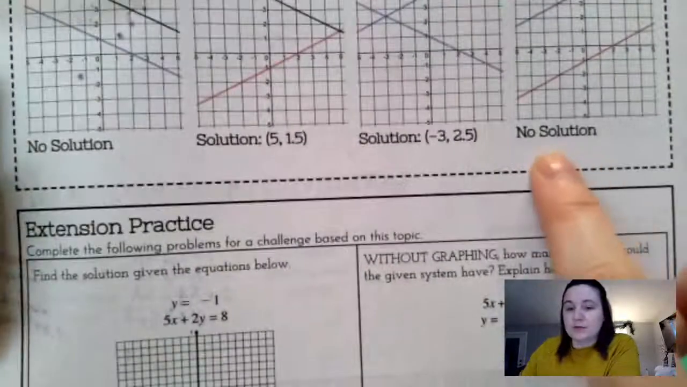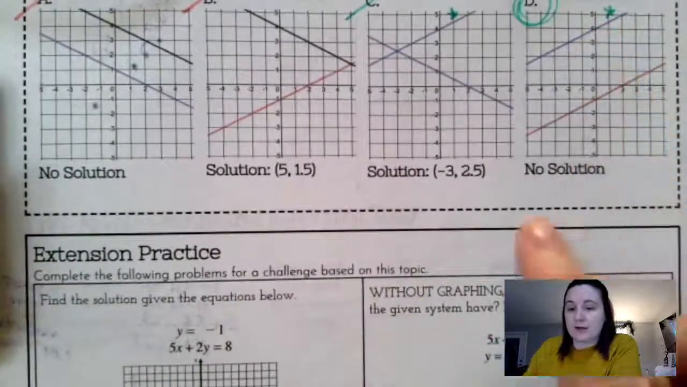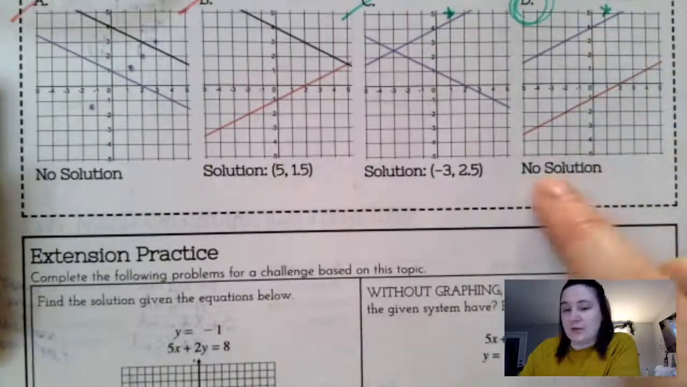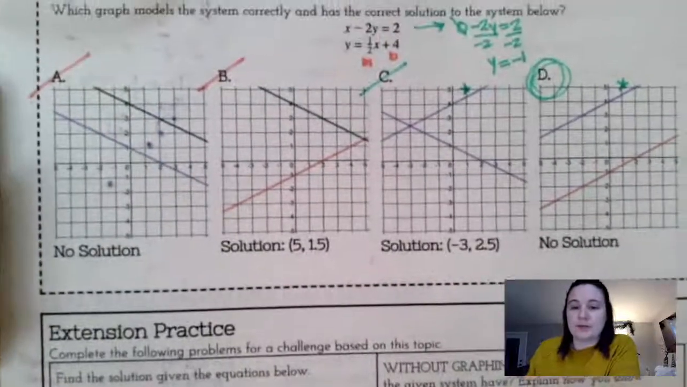You can also see that the actual solution, since these are parallel, is no solution. So you have to recognize that if you graph parallel lines, you would have an answer of no solution because they never touch.